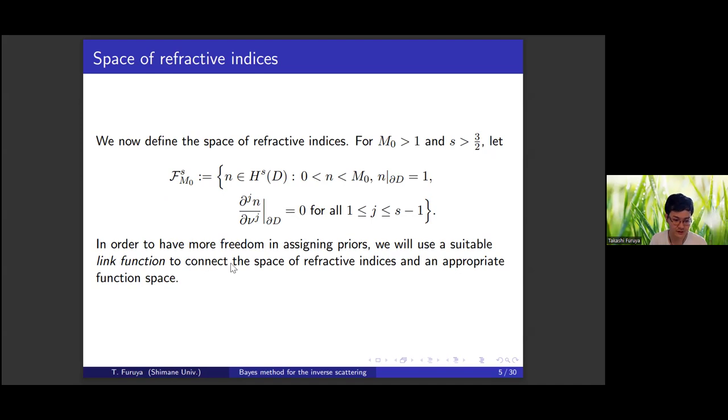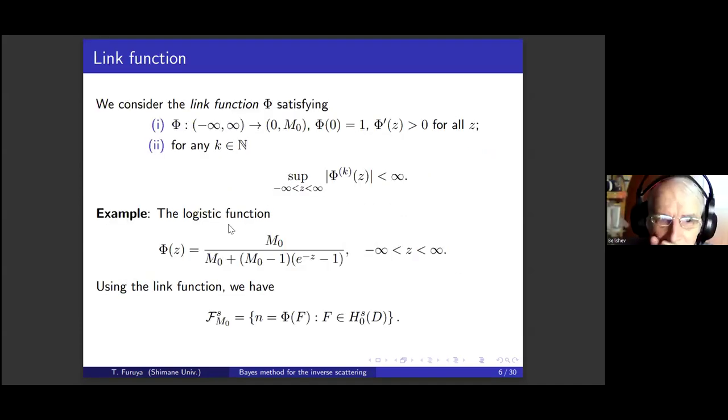And this is for the connector between this space F and the a priori function space. So next we explain the link function. Roughly speaking, this link function is bijective between minus infinity to infinity and zero to infinity, and we need a suitable assumption. We can give one example like this.